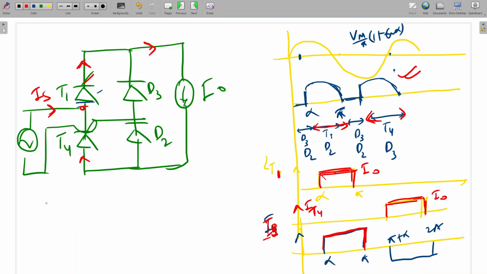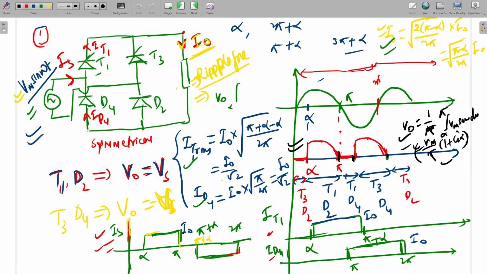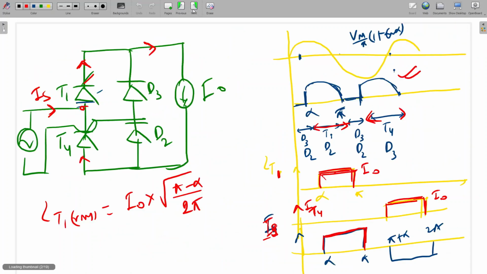So what will be the IT1 RMS here? It will be I0 into root of pi minus alpha by 2 pi. In the previous case, it was simply I0 by root 2. But here it is I0 into root of pi minus alpha by 2 pi. And IS will be the same: IS is equal to I0 into root of pi minus alpha by pi, same as previous, because the waveform is the same.